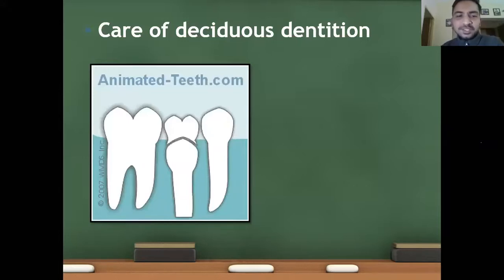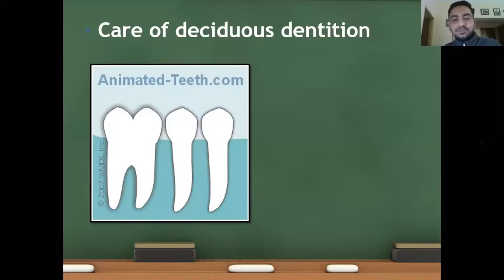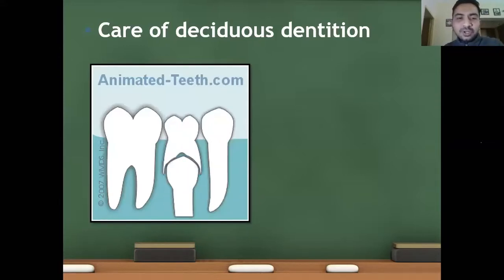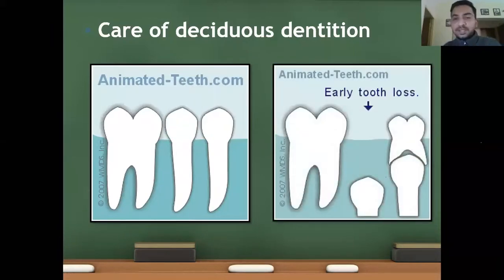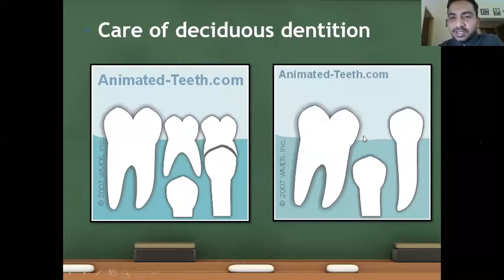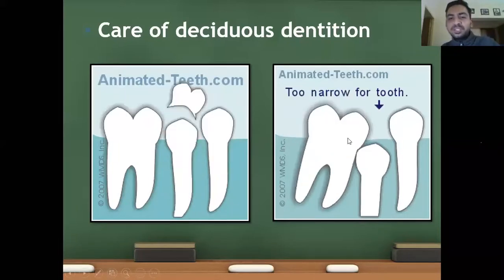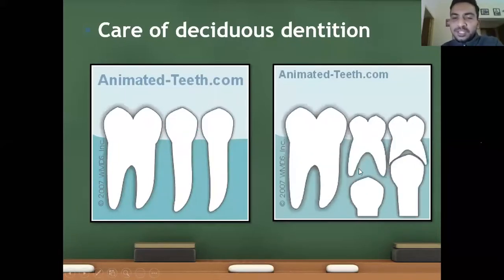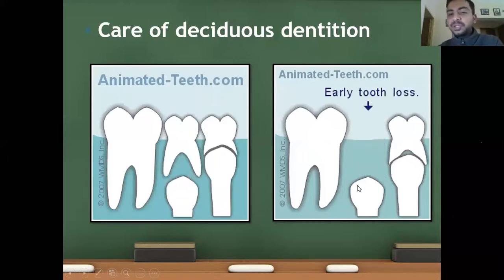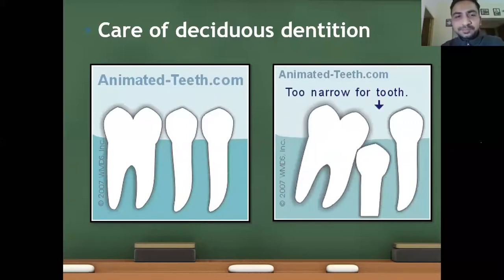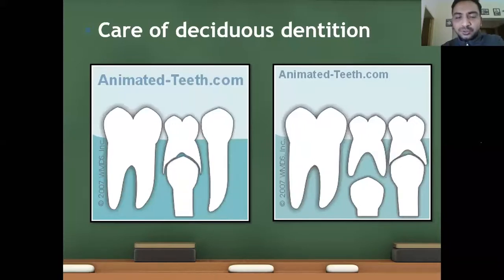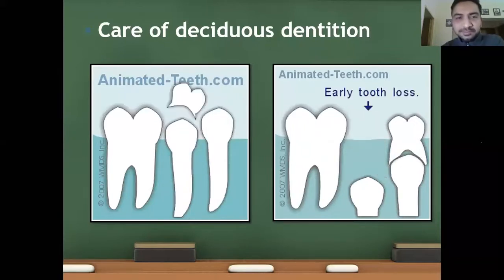This animation says the same thing. When the deciduous teeth exfoliate in time, the permanent teeth can erupt in the arch normally like this. But if the deciduous teeth are shed early, as in this second example, the first permanent molar would drift mesially, and there won't be space for the eruption of the premolar, which will erupt buccally or lingually. I have been saying the same thing over and over again. So it is important to care for the deciduous dentition. So three things we have already discussed.